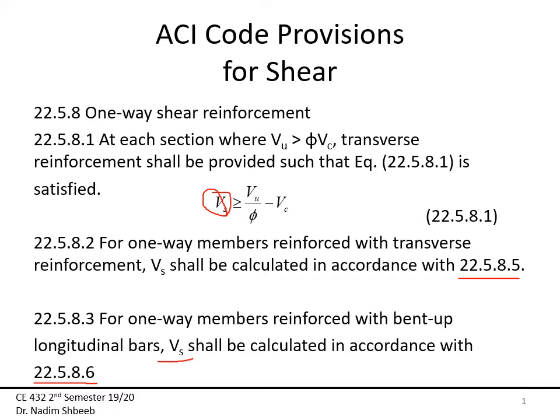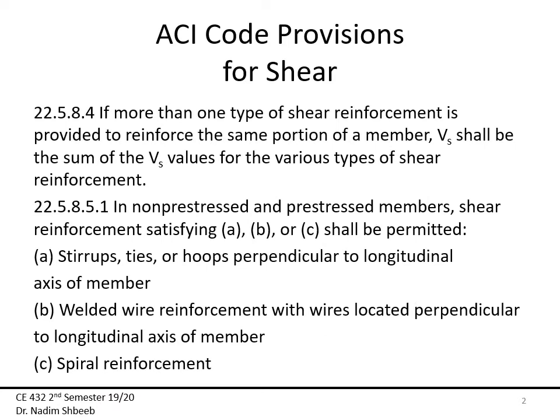But what I want you to know is if V ultimate is larger than 5 Vc, then I need shear reinforcement. Now, if I have more than one type of shear reinforcement, so let's say we have a stirrup, and if this is my stirrup and I have a bent up bar, for instance, then the total Vs would be the addition of this bent up bar plus this stirrup right here. So this is pretty much what this section says over here.